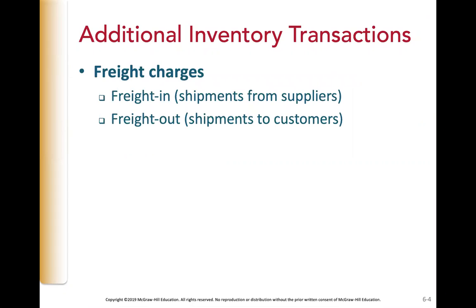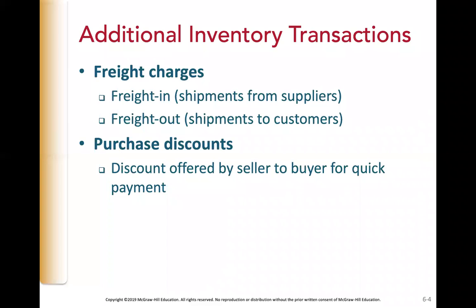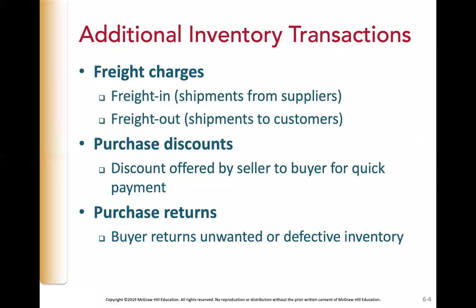In addition to the transactions that we've already covered, there are other inventory transactions that we need to be aware of. The first are freight charges, what is considered freight in, which is shipments from suppliers, and freight out, which is when you ship your inventory to your customers. We will also discuss purchase discounts, discounts offered by the seller to the buyer for quick payment, and purchase returns, when a buyer returns unwanted or defective inventory.